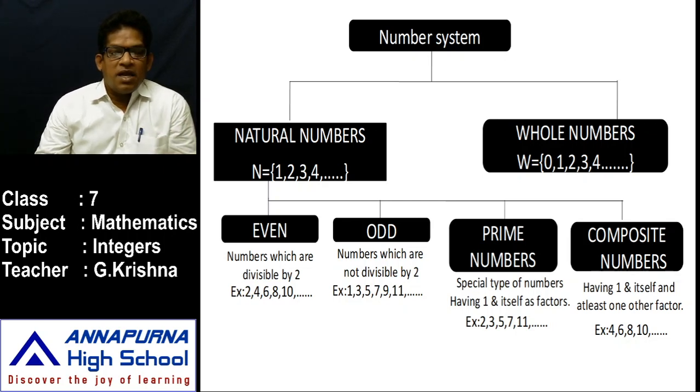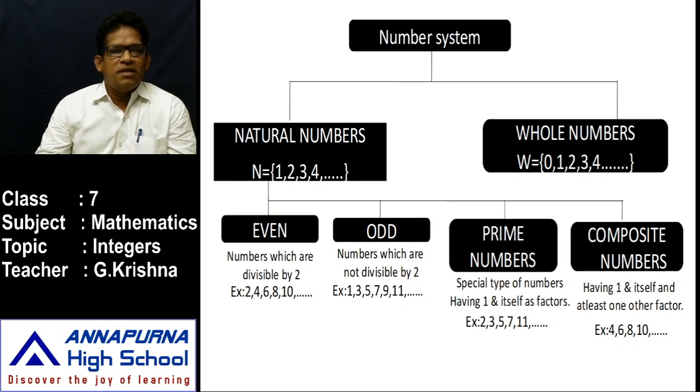Here one more important point is, if a number is not even, obviously it is an odd number, and vice versa. If a number is not odd, then it is even. So here is a small question. If a number is not a prime, is it a composite number? Say yes or no. Or if a number is not a composite number, then is it a prime or not?